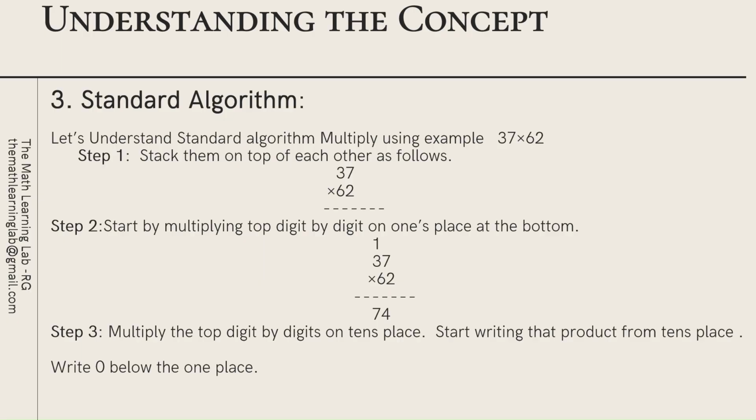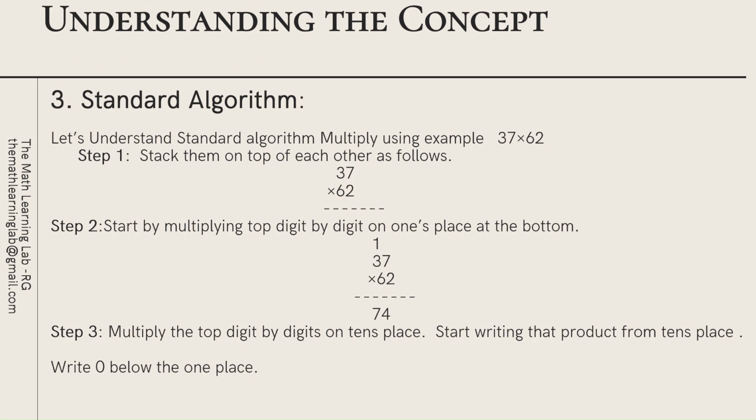Standard algorithm. Let's understand the standard algorithm. Multiply using the example 37 times 62. Step 1, stack them on top of each other as shown in the slides. Start by multiplying the top number by the digit in the ones place at the bottom. So here 37 is on top, 2 is in the ones place at the bottom. So I am supposed to multiply 37 times 2, which is 74.